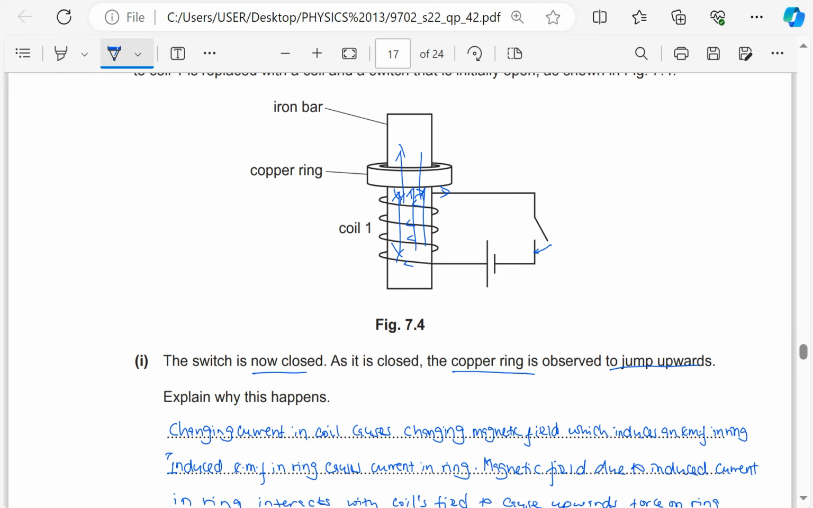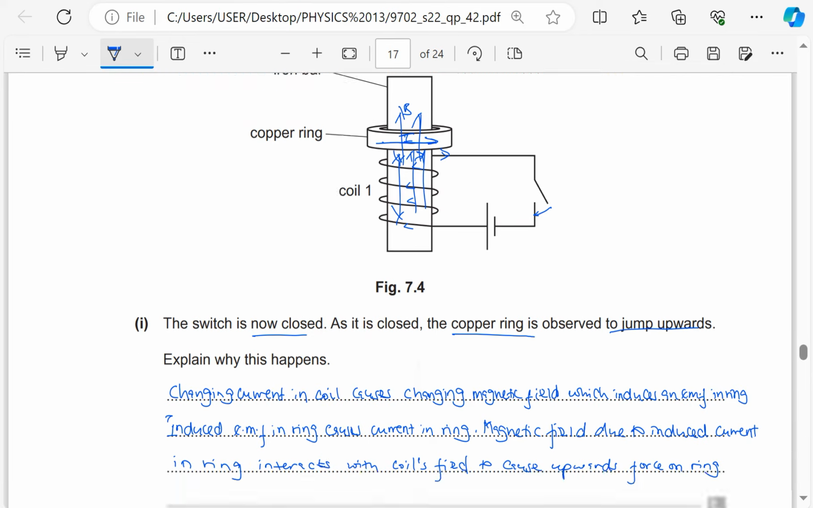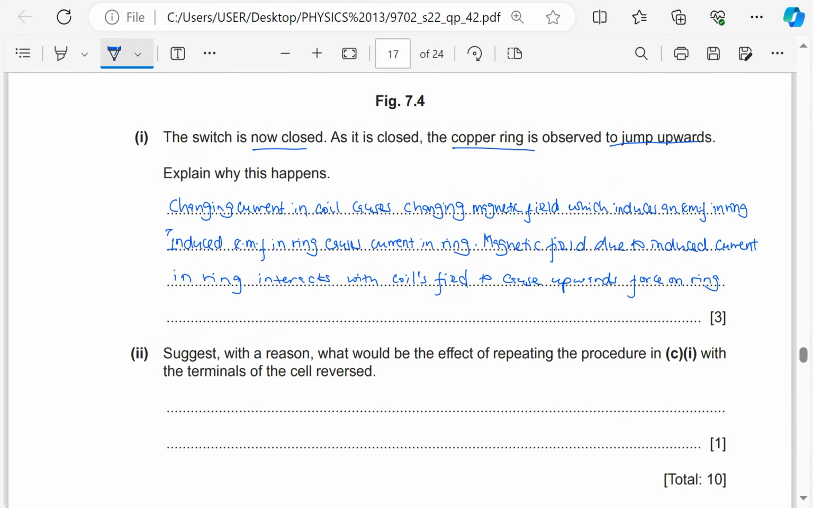The magnetic field caused by the coil might be in that direction, and the current in the ring would be in one of the directions. So if the magnetic field B is perpendicular to the current, then it is still going to cause an upward force, which is going to be caused by Fleming's left-hand rule. So the current and the magnetic field are perpendicular to each other, so this would still cause an upward force.